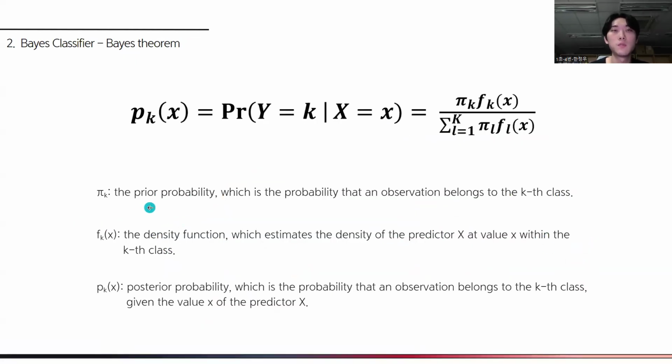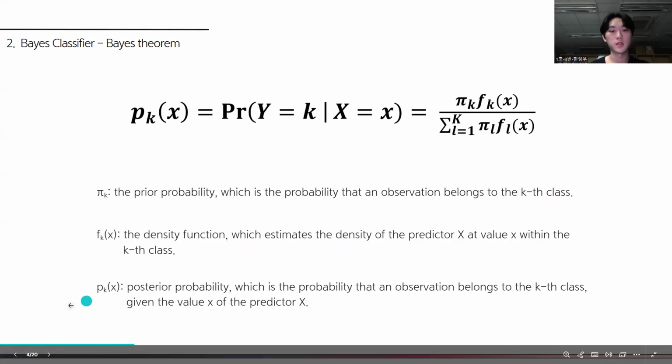Before explaining Bayes' theorem, let's briefly define the terms. Pi k is the prior probability that an observation belongs to the k-th class. f_k of x is the density function, which estimates the density of the predictor value x within the k-th class. p_k of x is the posterior probability, the probability that an observation belongs to the k-th class, given that the predictor X has the value x.